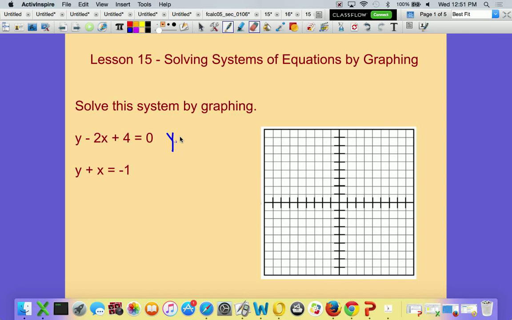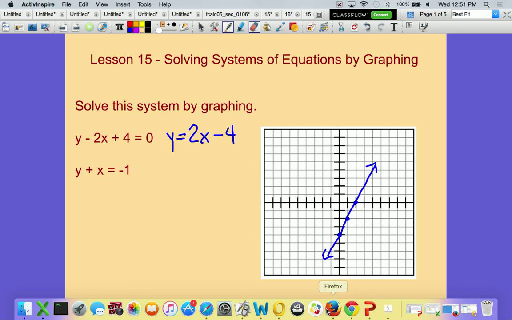So we get this into slope-intercept form, we add the 2x over, we subtract the 4. If we graph that, down 4 for our y-intercept, and then up 2 over 1 for our slope. And I like to put in a third point just so I can draw a straighter line. And there's my first point.